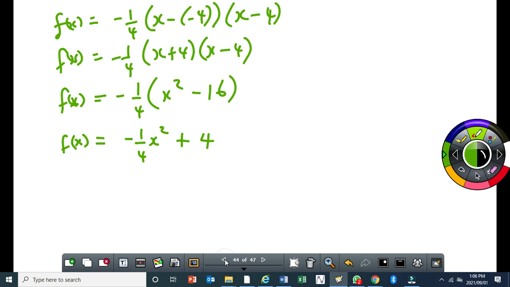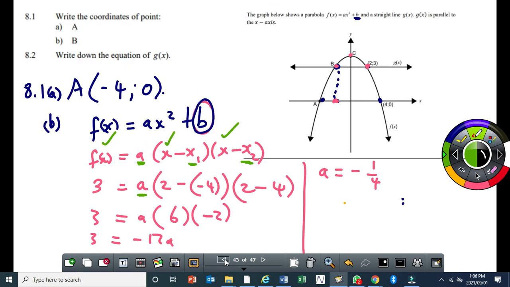Sorry, sir. Yes. So why can't you find B the same way you found A? Why do you have to use the equation? Okay, I see what you mean. I didn't see that. We could also find the coordinates of B without the equation. I didn't see that initially. That's why I decided to find the equation.